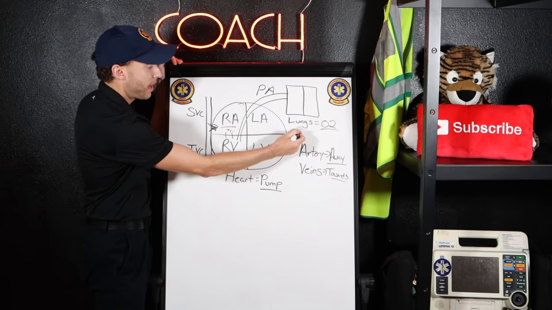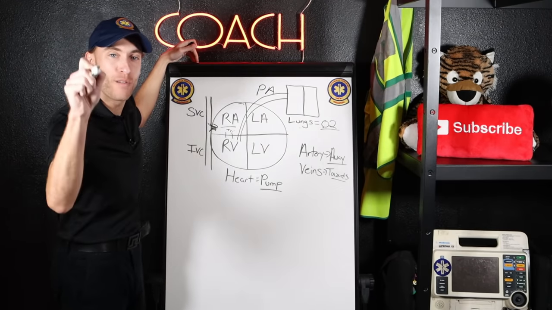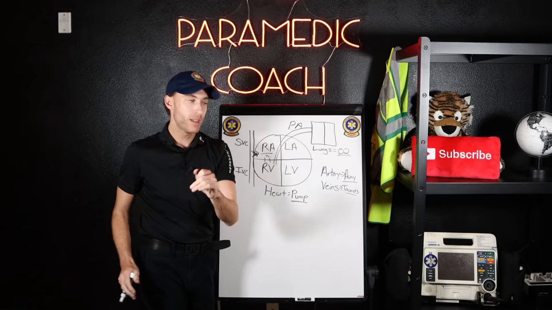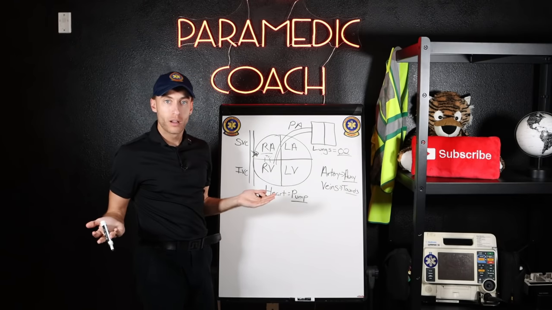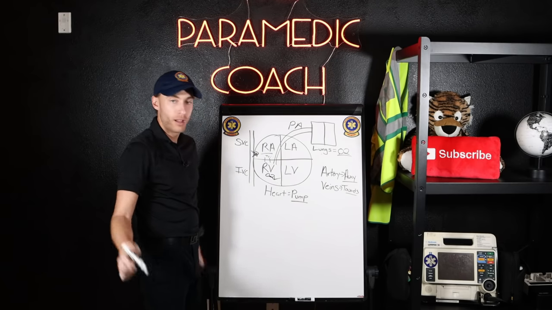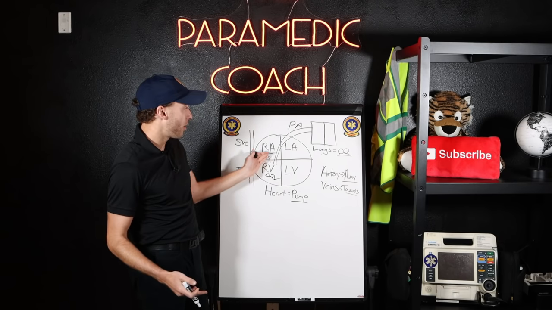So now what do the lungs have? The oxygen that the right ventricle needs to actually complete the job. You with me? Okay, so that's great. The right ventricle completed its job and it got the oxygen. Great. Well, now we use the pulmonary artery to go to the lungs.